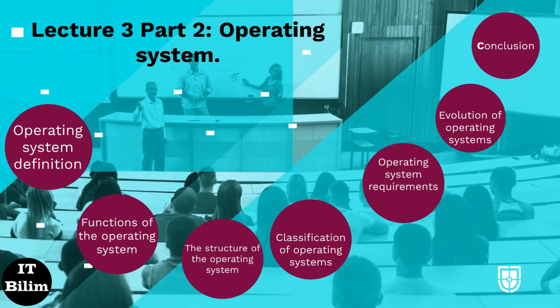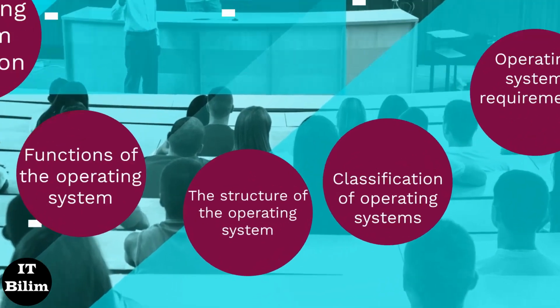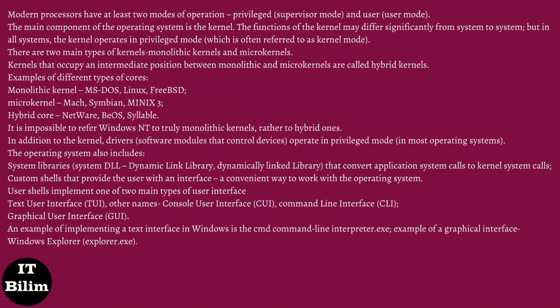The structure of the operating system. Before studying the structure of operating systems, you should consider the operating modes of processors. Modern processors have at least two modes of operation: privileged supervisor mode and user mode. The difference between them is that in user mode, processor commands related to hardware management, RAM protection, and switching processor operating modes are not available. In privileged mode, the processor can execute all possible commands.